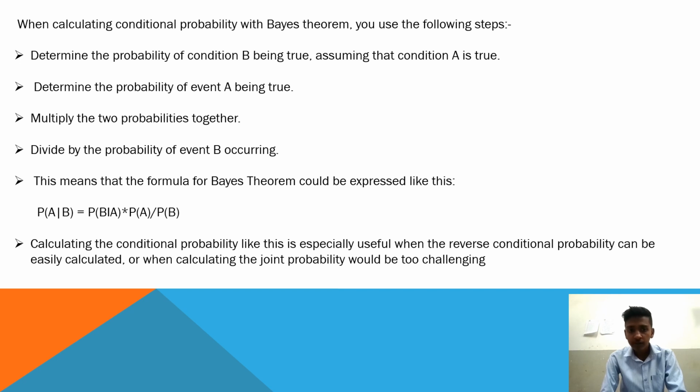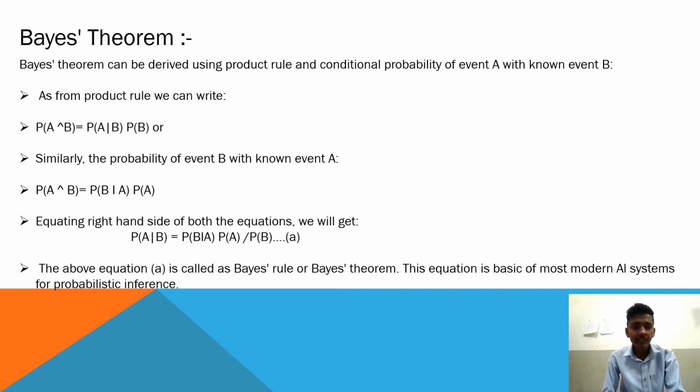this means that the formula of Bayes theorem could be expressed like this. That is, probability of A given B is equal to probability of B given A into probability of A, whole divided by probability of B. Then we calculate the conditional probability like this. This is especially useful when the reverse conditional probability can be easily calculated or when calculating the joint probability would be too challenging.